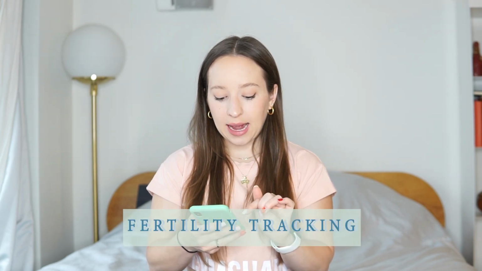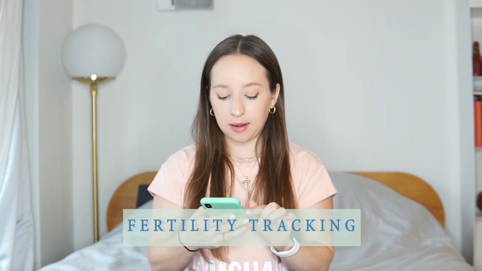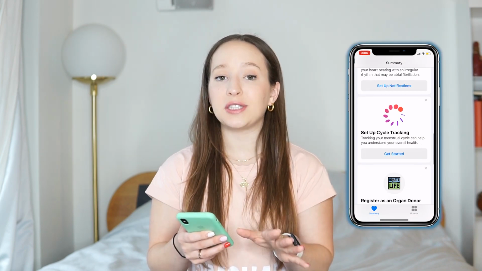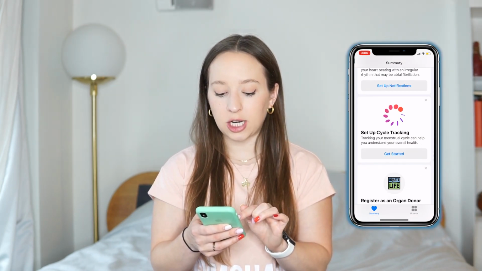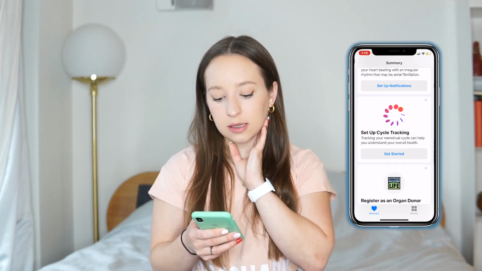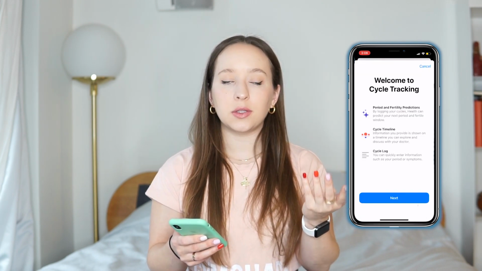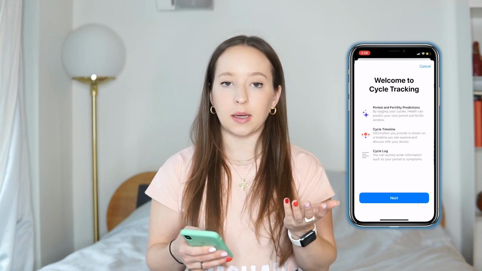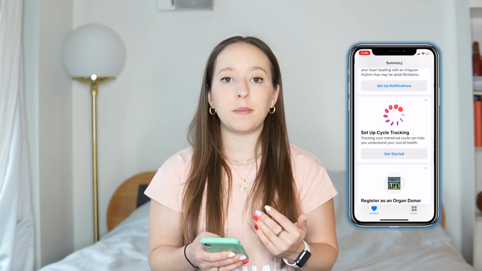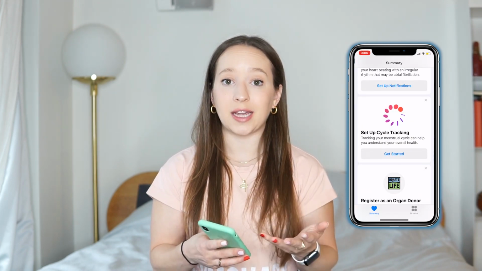Okay, so they just added fertility tracking. So they also have fertility tracking, which is cool. It says set up cycle tracking. Tracking your menstrual cycle can help you understand your overall health. Get started. So I don't do this because I'm on the pill, so I know exactly when I'm gonna have my period. But if you aren't on the pill, it could be really useful for tracking your cycle.